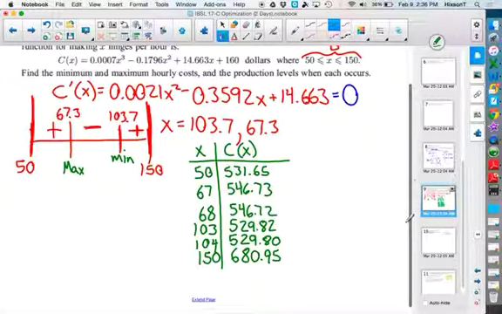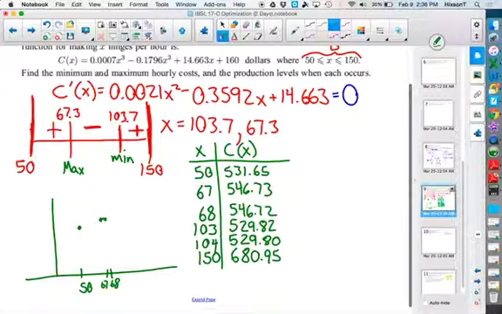Well, let's take a look, because again, we have to have integers. If we look at this graph, here's what we have. At 50, we're at 531. Let's say that's here. And then at 67, we've gone up. And at 68, we're almost even. The max point is right there. So there's 67 and 68.